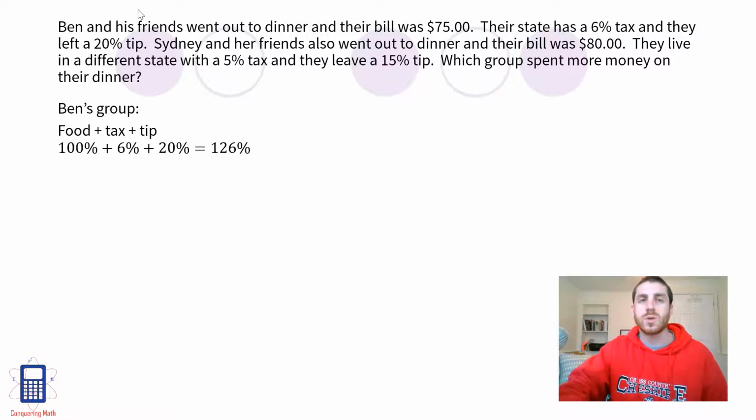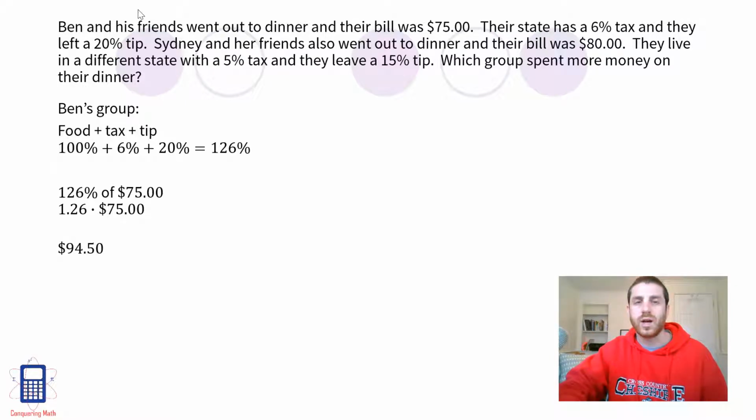Now what we can do is we can set up an equation. If they paid 126% of the original bill, and the original bill was $75, we could say 126% of $75. Of means multiply, and we'll change this percent to a decimal, so now we have 1.26 times $75. And if you multiply this out, you'll find the total cost for Ben's group, which was $94.50.